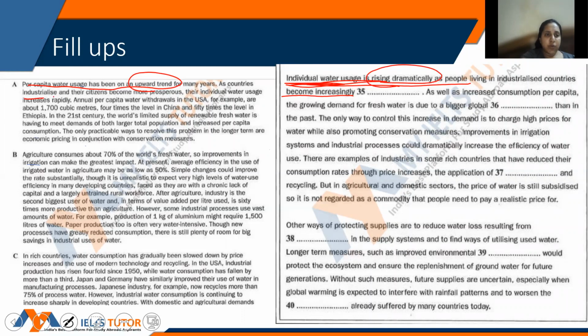As countries industrialize, their citizens become. Citizen means people. What are they becoming? More, increasingly, what? Prosperous. Right? Arfat, clear?